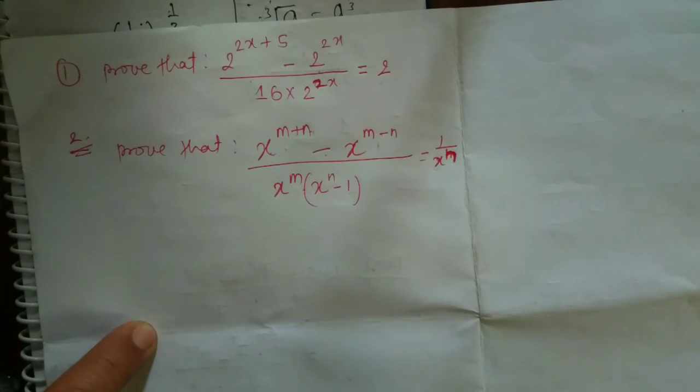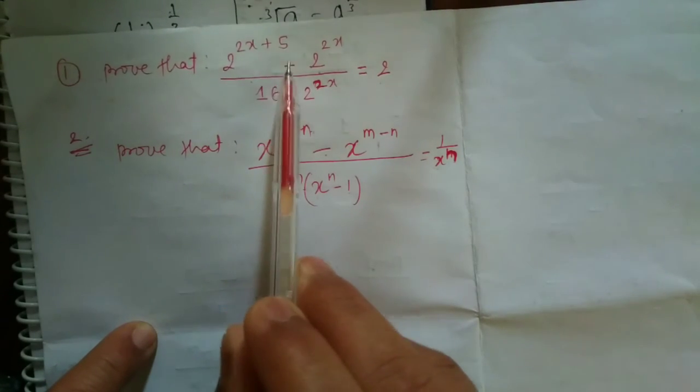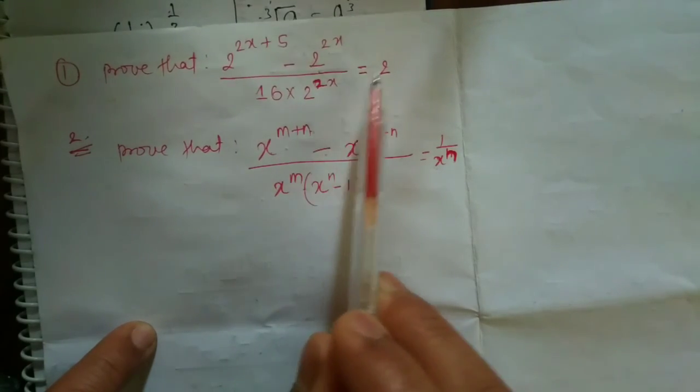Here I have some questions for you. Prove that (2 to the power 2x plus 5 minus 2 to the power 2x) whole divided by 16 into 2 to the power 2x is equal to 2.